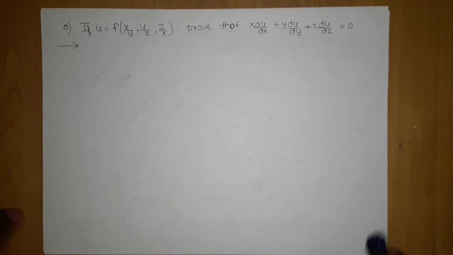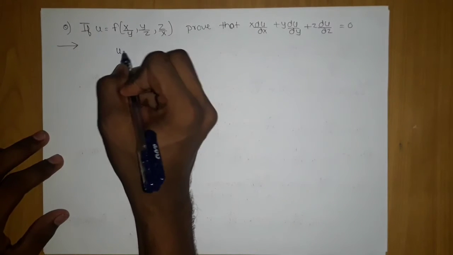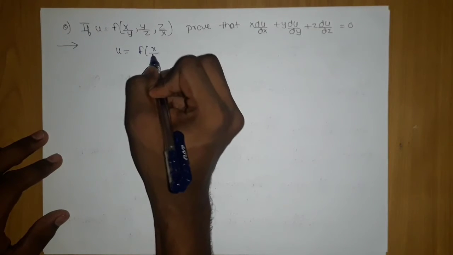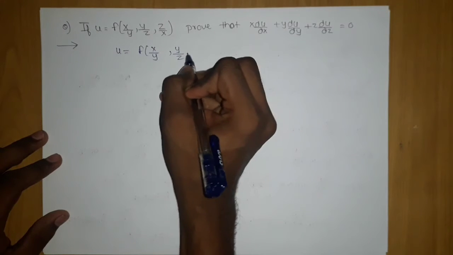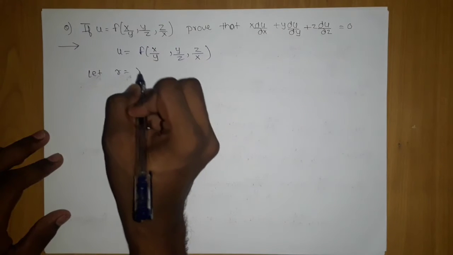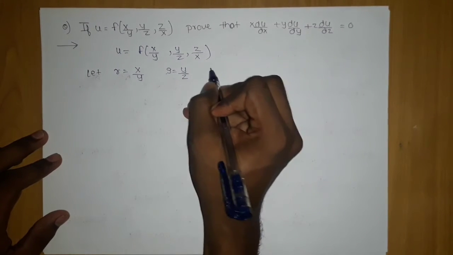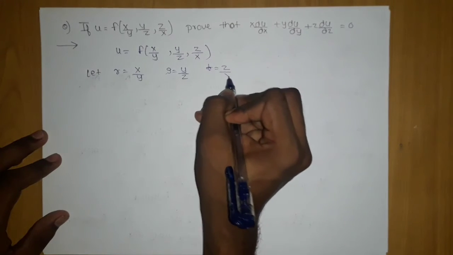The question says, if u equals f of x by y, comma y by z, comma z by x, prove that x dou u by dou x plus y dou u by dou y plus z dou u by dou z equals 0. Here also, in this type of question, u equals f of x by y and so on. To complete the chart, you need to get this done. Let r equal x by y, s equal y by z, t equal z by x.